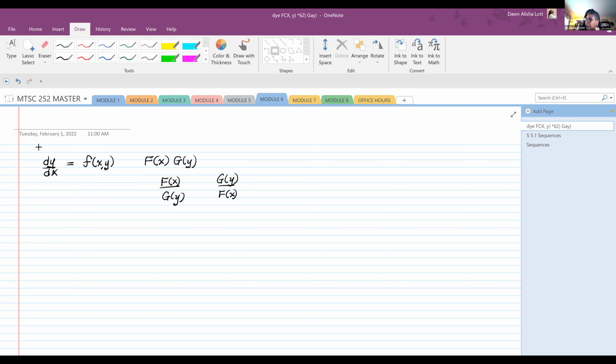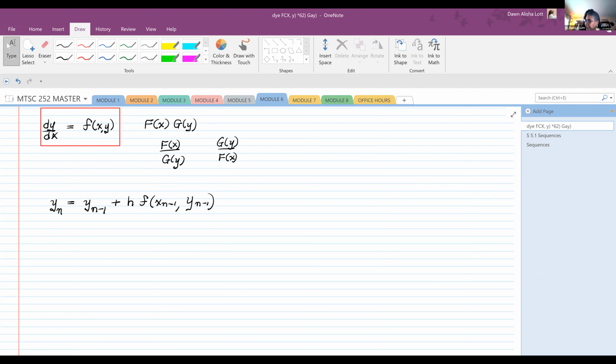So for Euler's formula, it's always dy/dx is equal to f of x, y. And so for the separable differential equation, we end up with y_n is equal to y_(n-1) plus h times f of x_(n-1), y_(n-1). So you use that for Euler's equation, and if it's separable, you just make sure it's in that form, dy/dx.